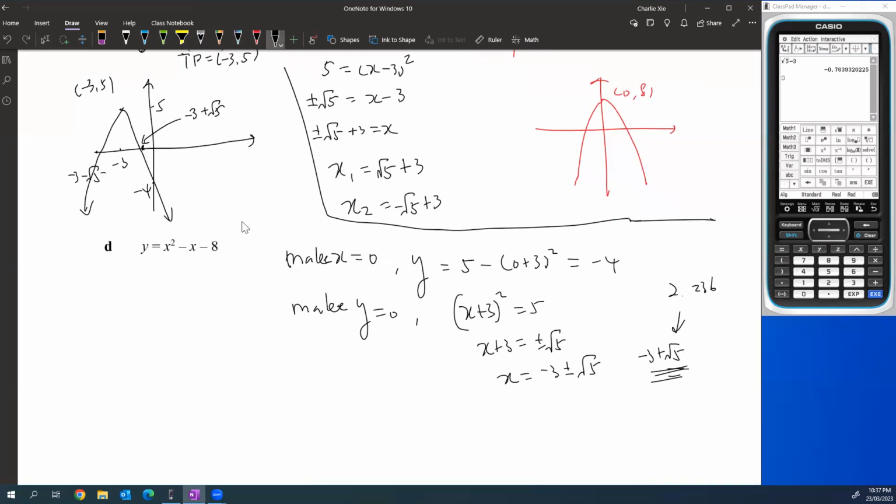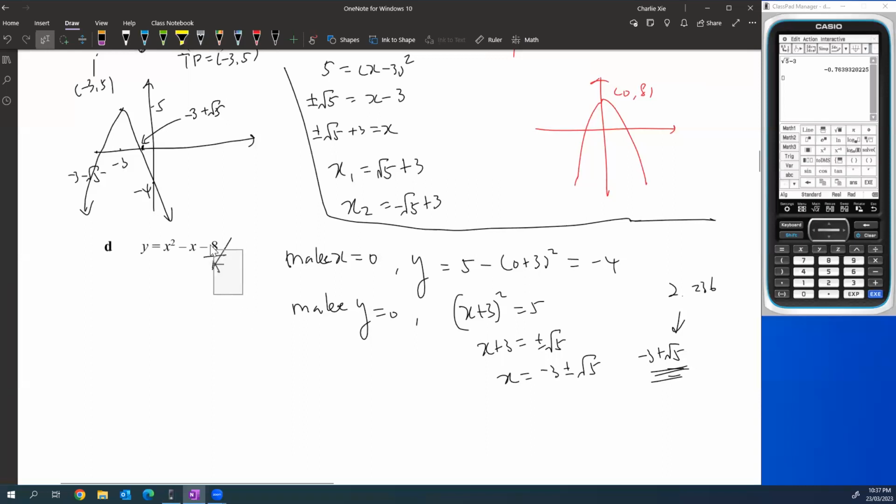Okay, part D, y equals x squared minus x minus 8. It's a trinomial. We should always check the last term, -8. Thinking about two numbers multiplied to get -8 and added to get -1. Impossible. So we're just going to do completing the square. If the trinomial way did not work, we just do completing the square.